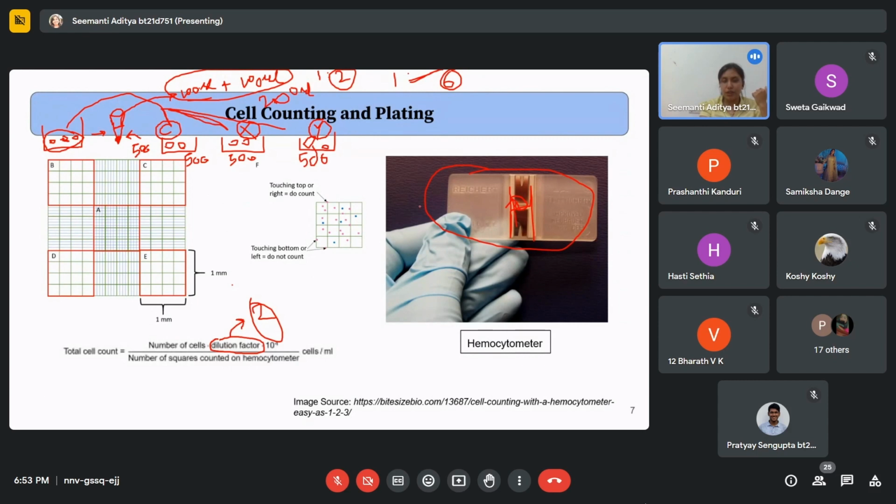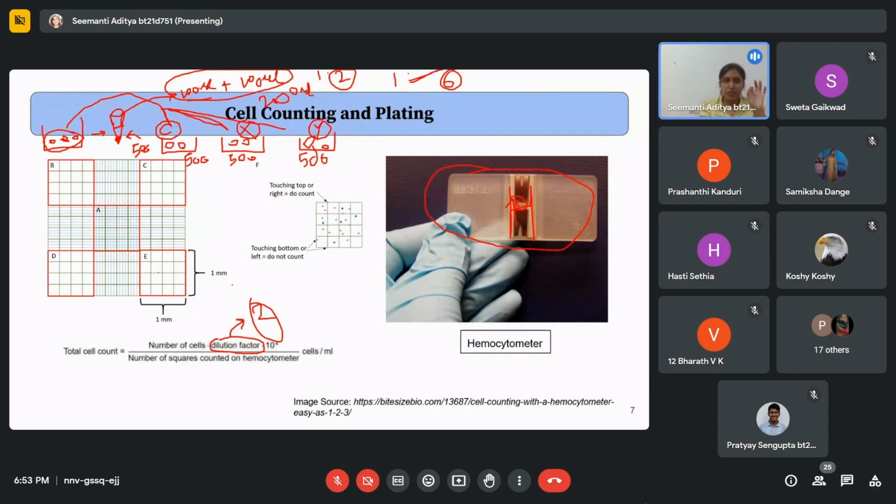Your cell suspension is liquid, and if we magnify the hemocytometer, like how it looks over here, we can see there are several grids. Each of these grids has a different surface area. As it is mentioned, this grid has 1 millimeter length, and this also has 1 millimeter. So this square has 1 millimeter; each side of the square is 1 millimeter.